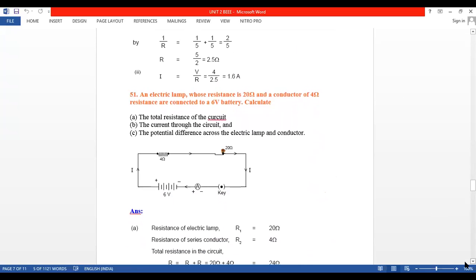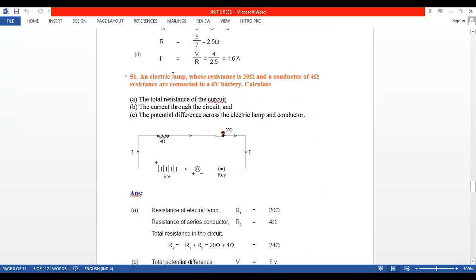Now read out this question. What is the question? An electric lamp, the bulb, has a resistance of 20 ohms. Every object has resistance, which is opposition. And a conductor, meaning this copper wire, of 4 ohm resistance, are connected to a 6 volt battery. As I mentioned, a cell means only one vertical line and a small line, positive and negative. Battery has a particular indication. Calculate the total resistance.